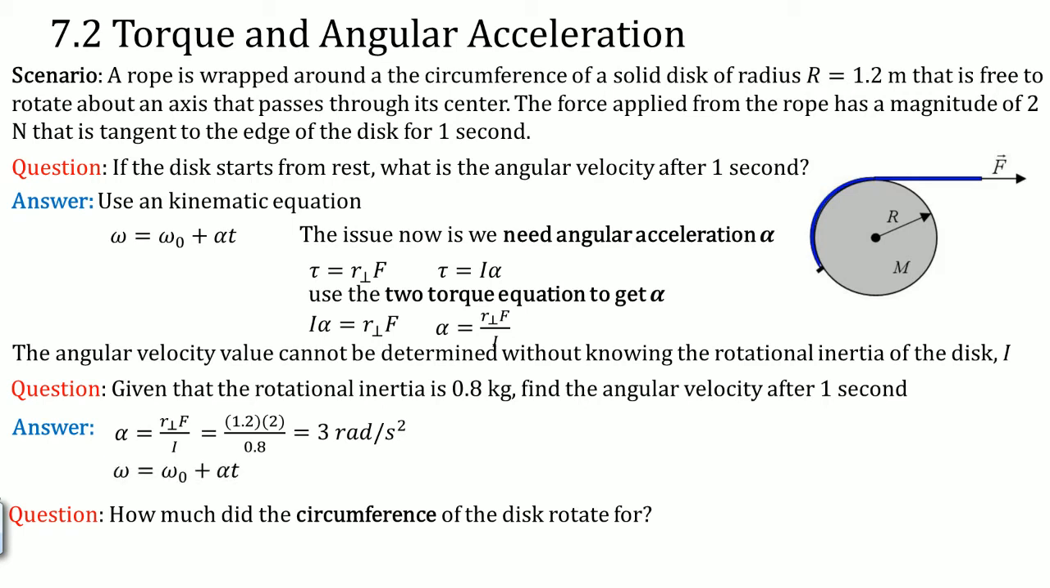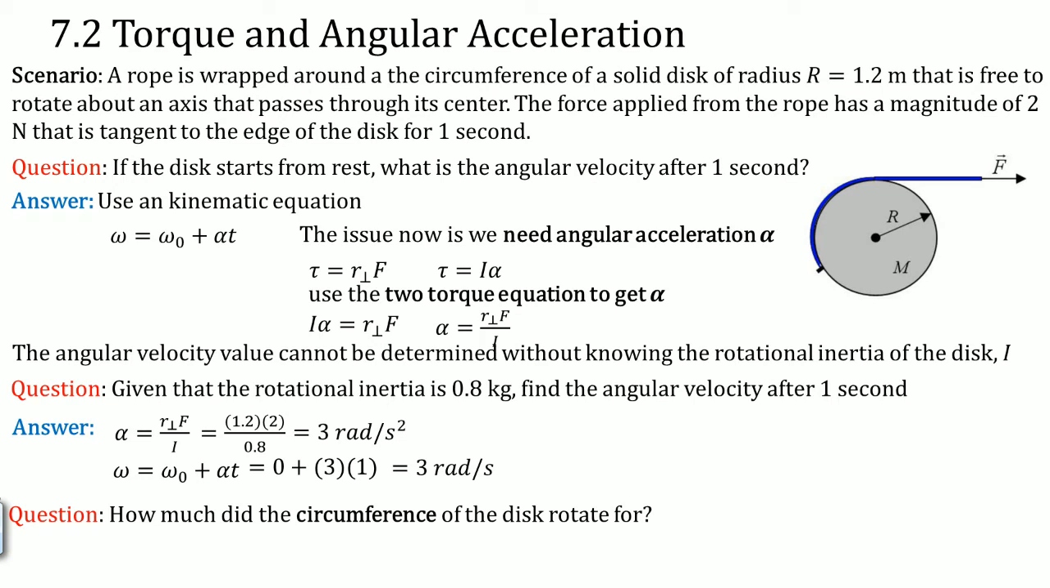Now we can plug it into your kinematics equation. Notice that the initial angular velocity was 0 because it says the object started from rest. Plug it in, we can see that the angular velocity is 3 rads per second.